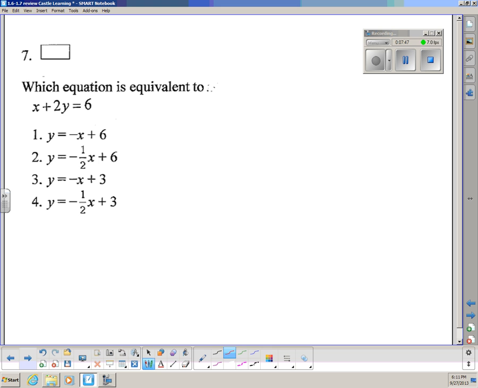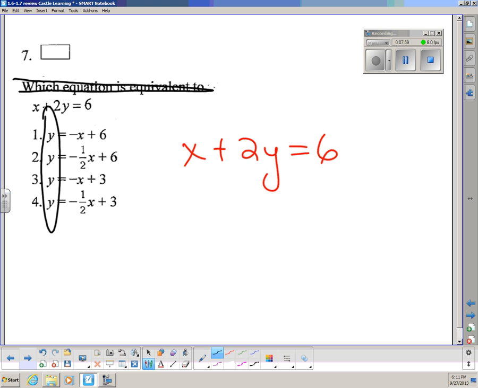Number 7, which equation is equivalent to x plus 2y equals 6? Some kids have a really hard time understanding what this is asking. Look at the choices. They're all solved for y. So another way to say this is, they really want us to solve for y. If you look at the choices, you can get a hint. I like to put a box around y and see what's bothering the y. So right now I have an addition of x.